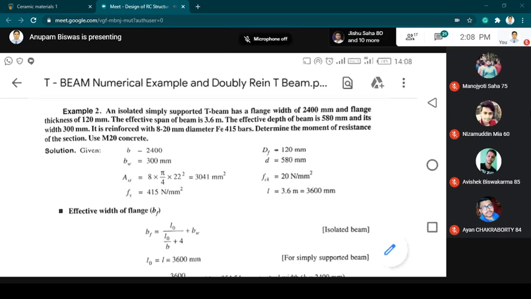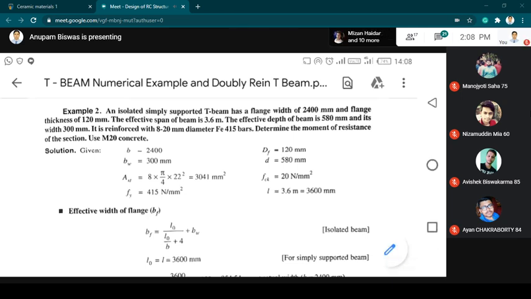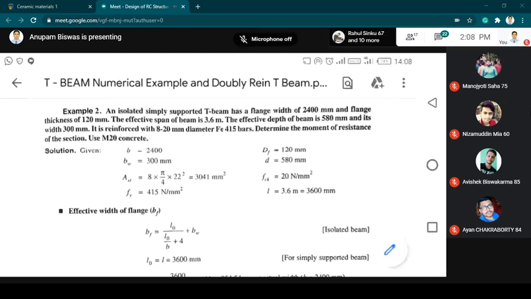Initially you consider the neutral axis is within the flange condition. For that condition you check whether the XU is lying within the flange or not. It will not lie. Okay. So the next step is that you consider case 2, subcase A.